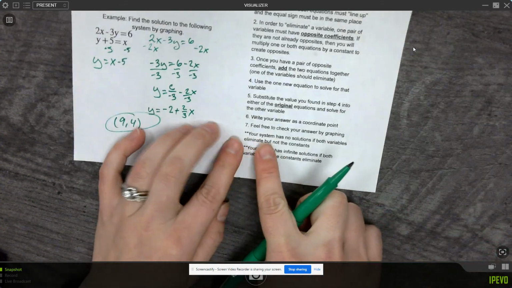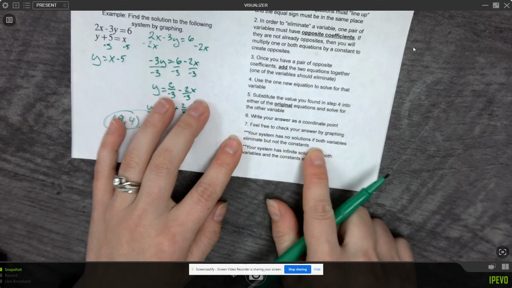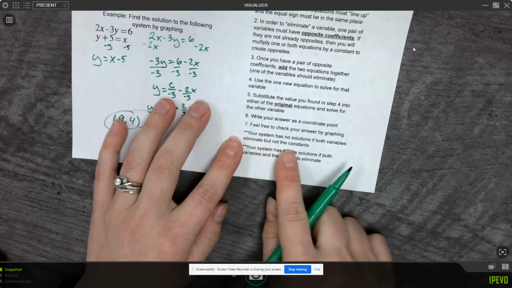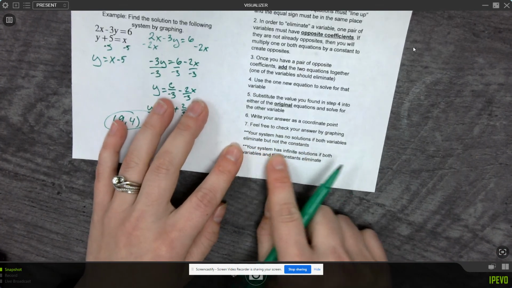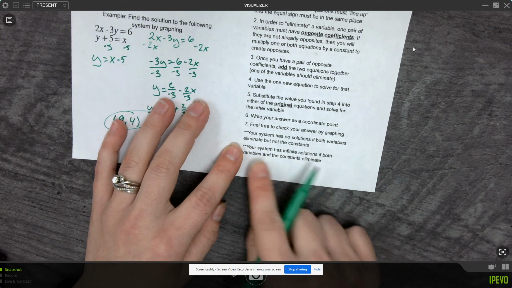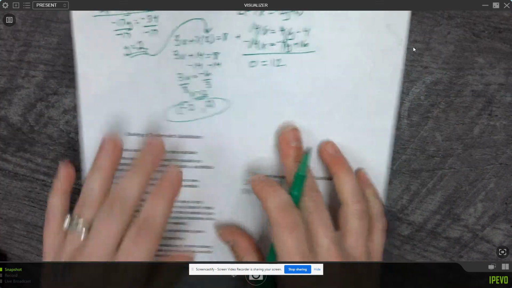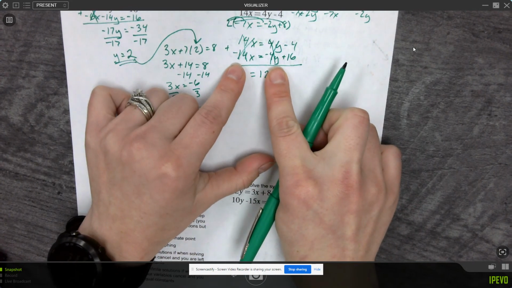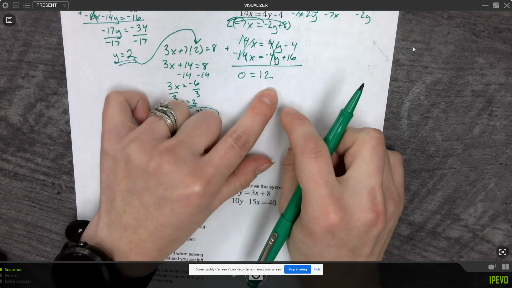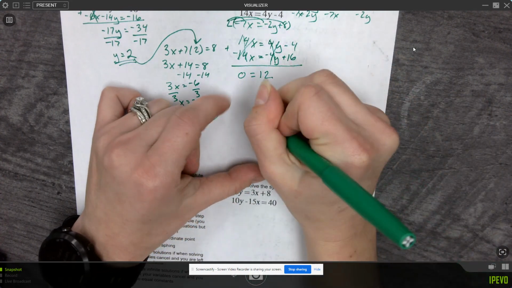Down here. Had to find it, sorry. No solutions is if both variables eliminate, but not your constants. And infinite is if everything eliminates, variables and constants. So both of my variables eliminated, but my constants did not. This is a no solution situation.